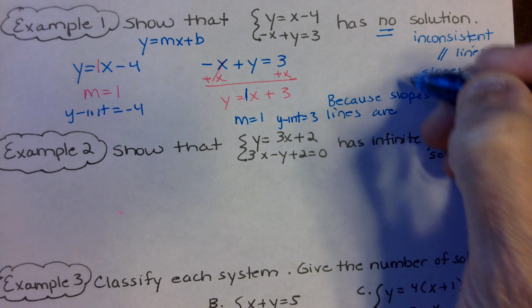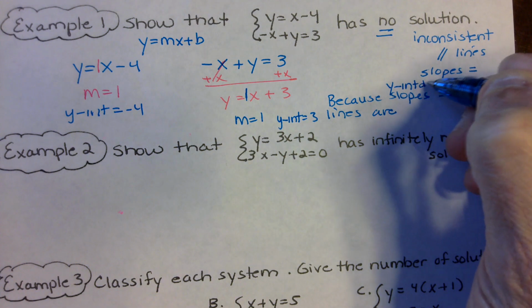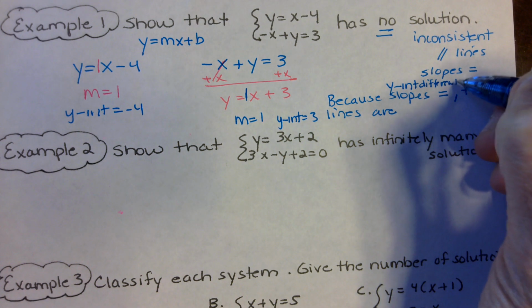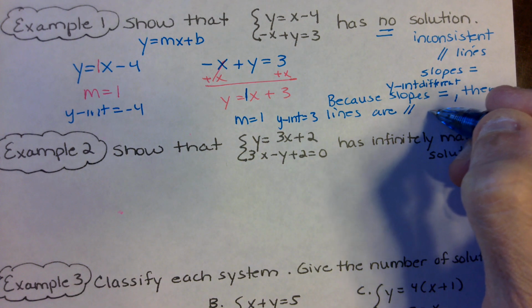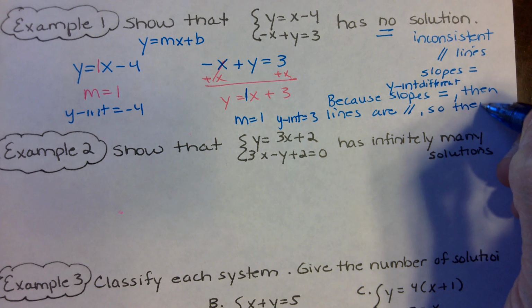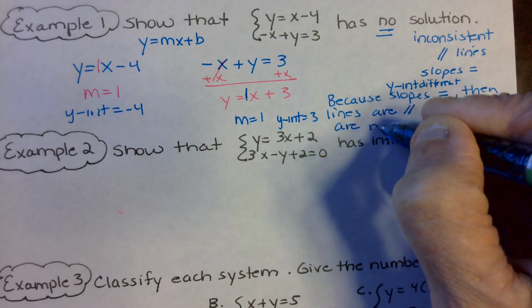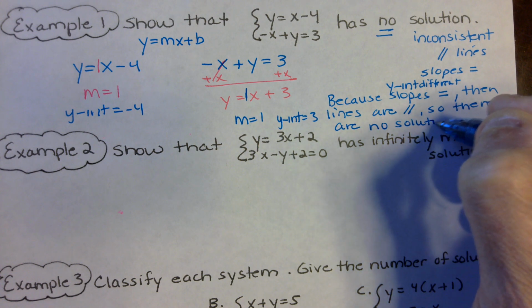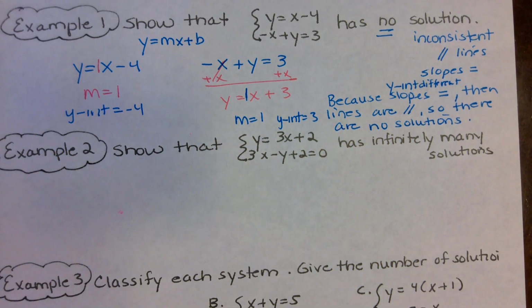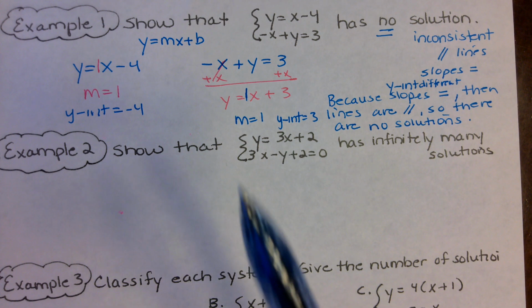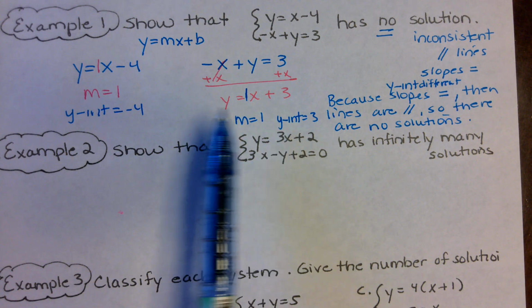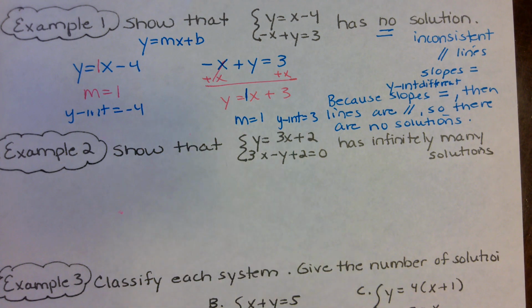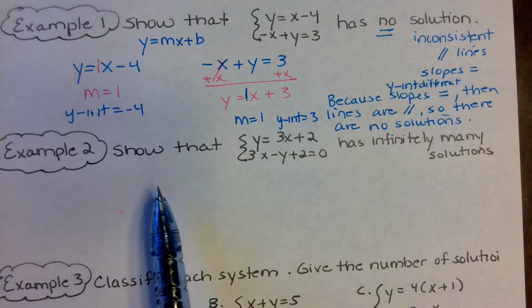So because slopes are equal and y-intercepts different, then the lines are parallel. So there are no solutions. Now, do you have to write all that? Not necessarily. I'd love for you to be able to just do your work here and show me the slope and the y-intercept. You can just say slopes are equal, y-intercepts are different, so there's no solution. Now, let's go to the next one.